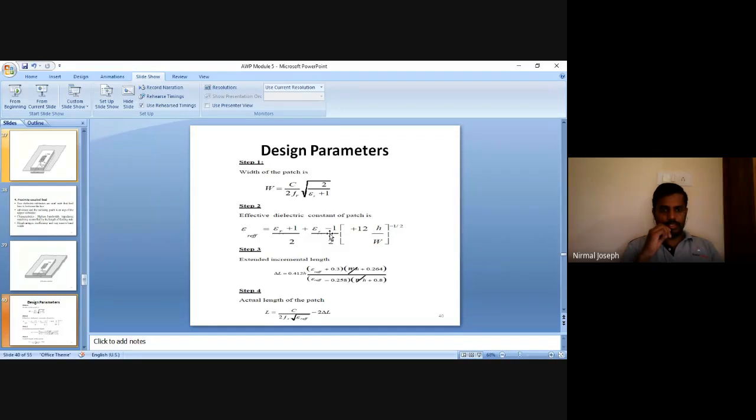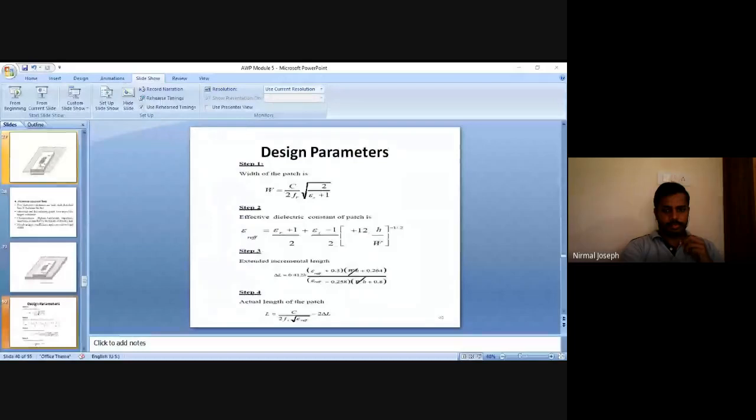So these are the basic design equations: width of the patch, effective dielectric constant of the patch, extended incremental length, actual length of the patch. These are all the design parameters we need to calculate if we want to design the patch antenna or microstrip antenna. Okay, so I think that's all about the patch antenna or microstrip antenna.